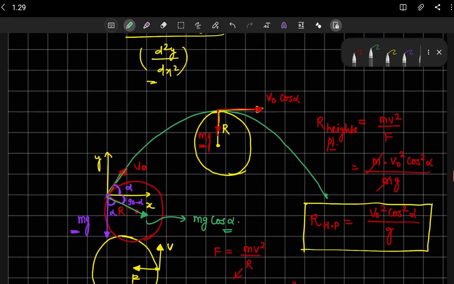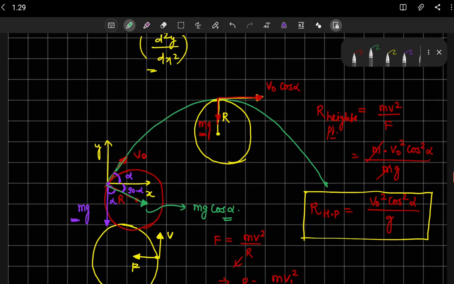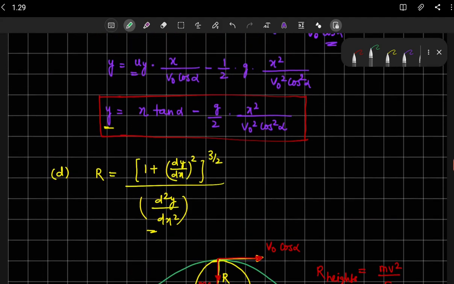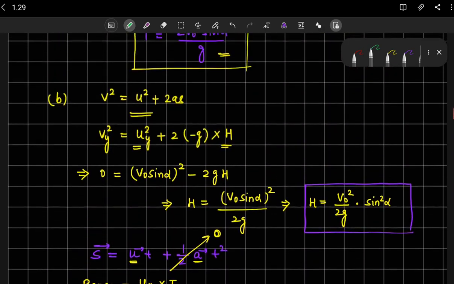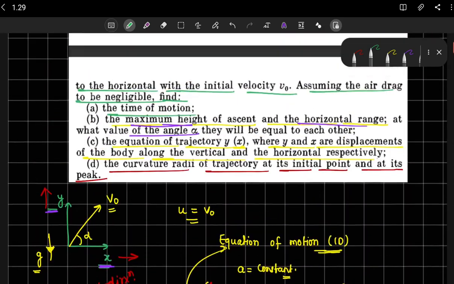So this is the methodology we can use to find the radius of curvature in any curvilinear motion. You can also use the direct formula if y as a function of x is simple. Okay, so I hope the entire procedure is clear. Thank you.